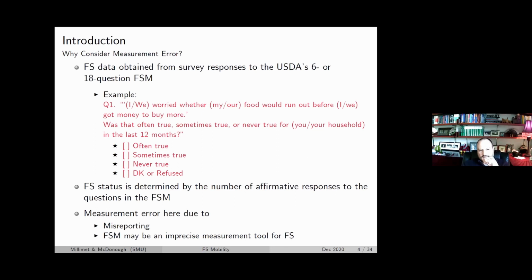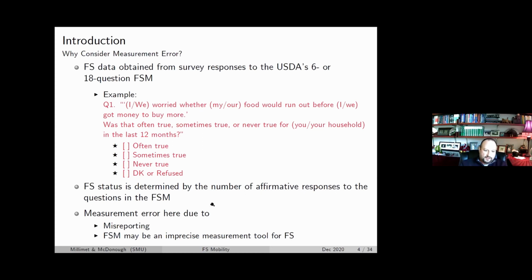So just to give, again, a flavor of the module, I picked out the first question from the module, and it's asking about stress related to running out of food. An affirmative response for this question would be if you checked one of the first two boxes, that it's either often true or sometimes true. And so then your overall status depends on the number of affirmative responses out of these 18 questions.